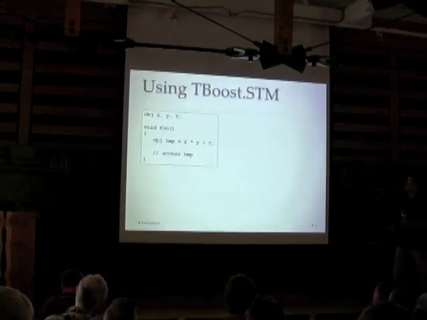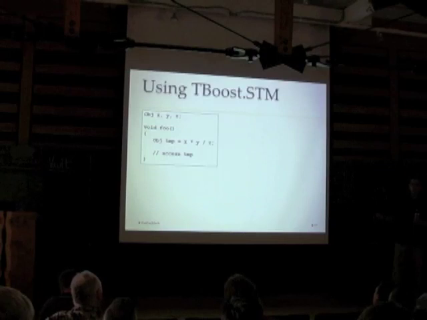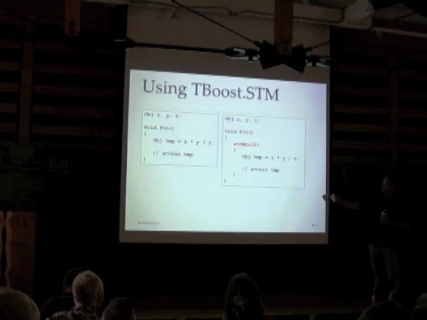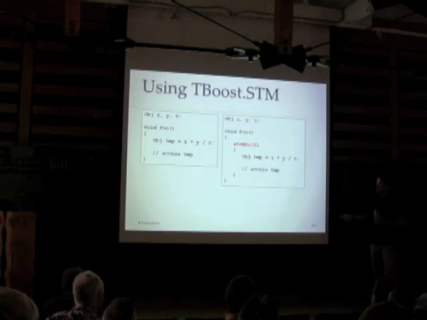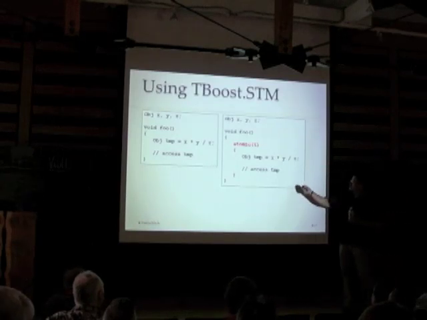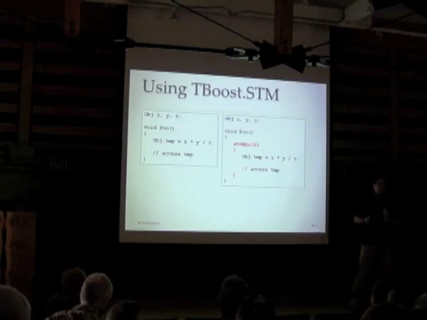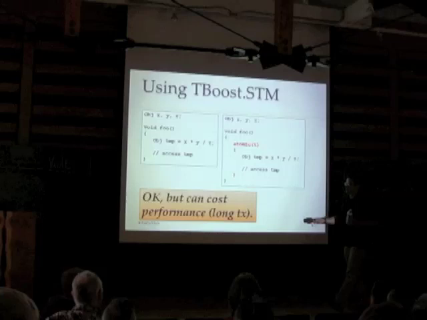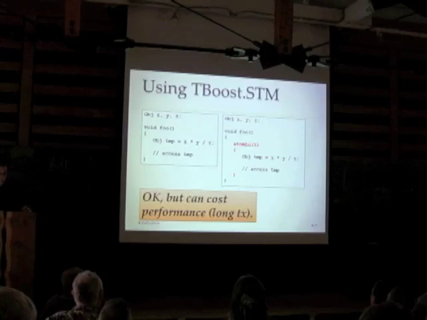The way I like to describe this is, first, how we would do this using TBUS STM. With TBUS STM, one way you do this is you say, I want this entire section to be inside of a transaction, and the access to the shared variables is here. All the access to temp is still wrapped inside of the transaction, which may not be necessary, but this works. It potentially is a long-running transaction, though, and it could cost you performance. So it's a suitable answer, but we may be able to do better.